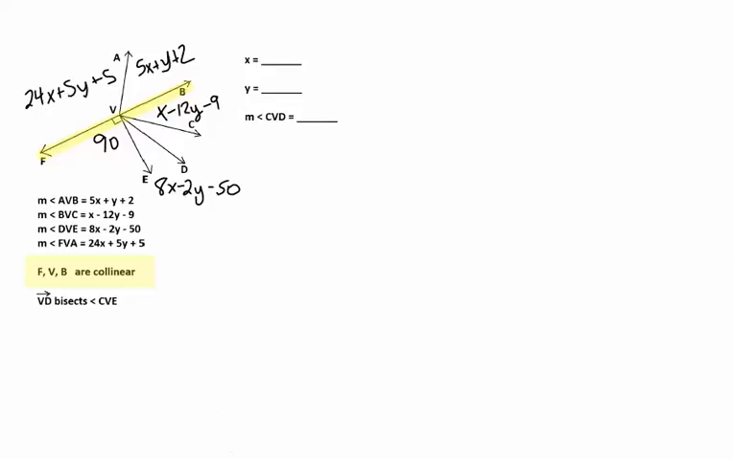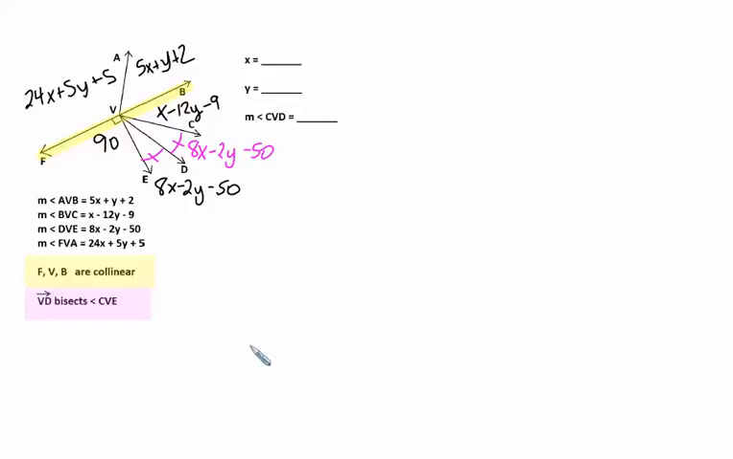There's one other piece of information provided to us, and that is that ray VD bisects angle CVE. So this ray VD bisects this whole angle, meaning that the two parts I just colored in magenta are congruent. Since we did not have an angle expression for CVD, and since it's the same as DVE, we can really just copy-paste the 8x minus 2y minus 50.